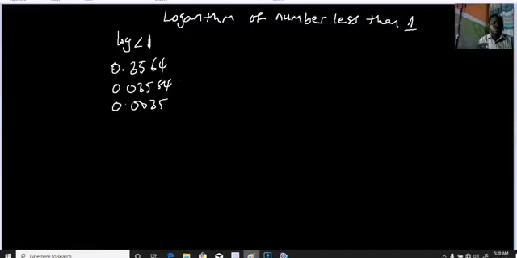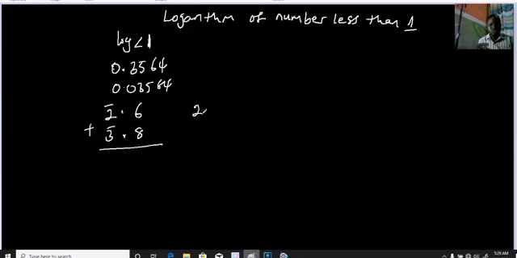So another aspect I want to look at is, let's say you have something like this. You have 2.6 and 3.8. So how do you do the addition and subtraction? You have this, so you have this.